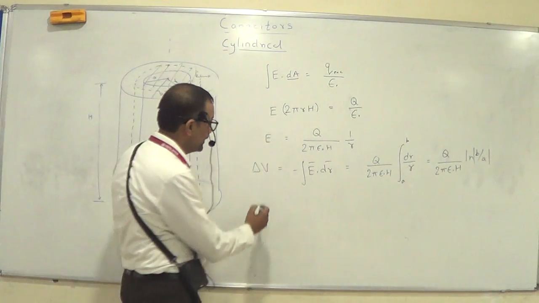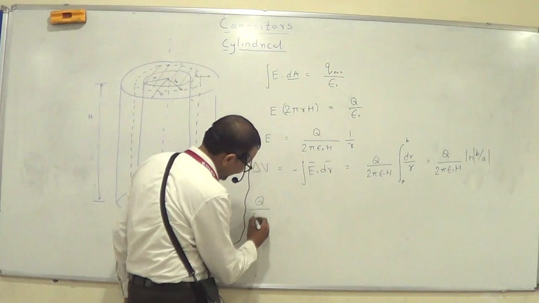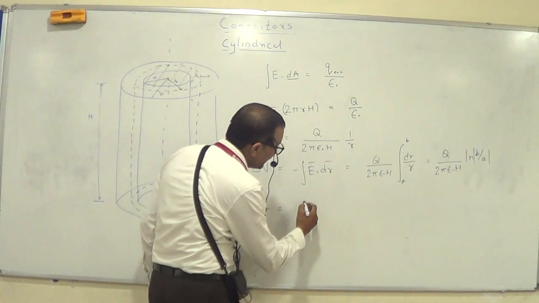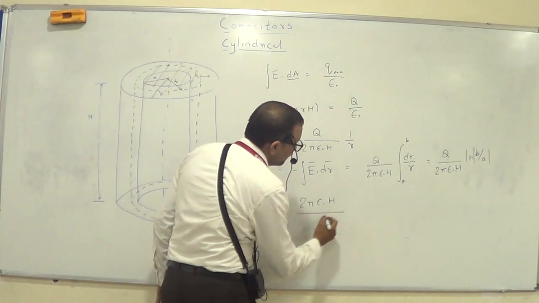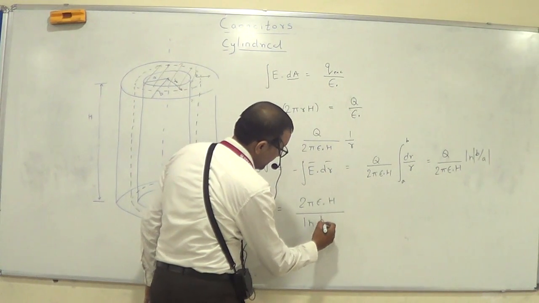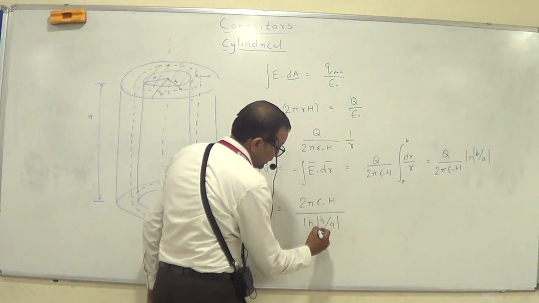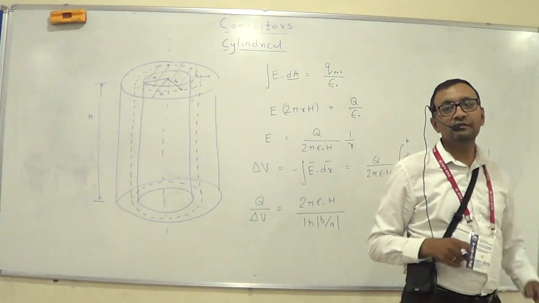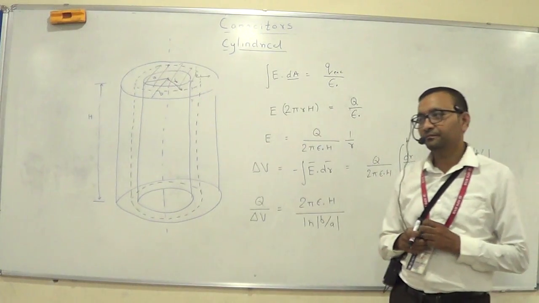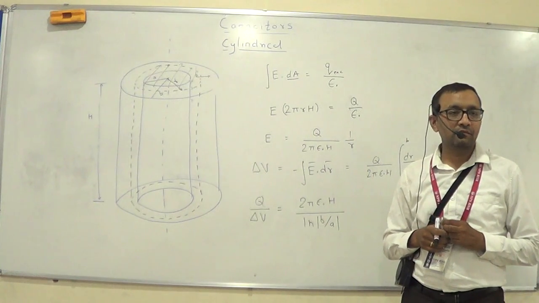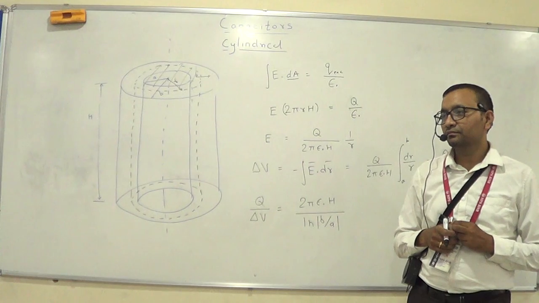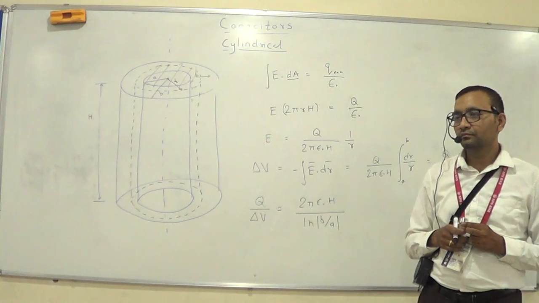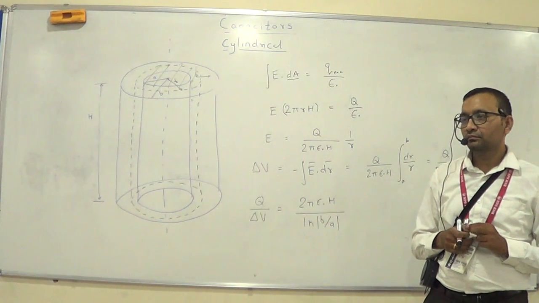Okay, so Q divided by delta V is 2 pi epsilon naught h divided by ln(b/a). So this is the capacitance of the cylindrical capacitor. Fine. Any doubt? Got it?